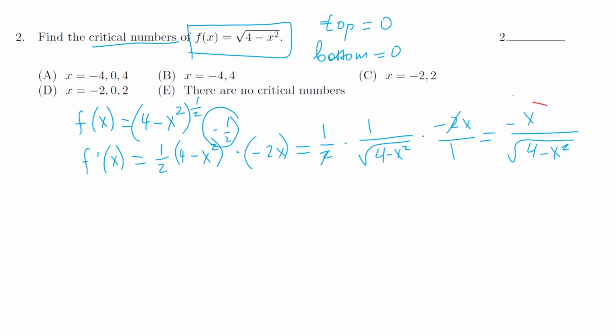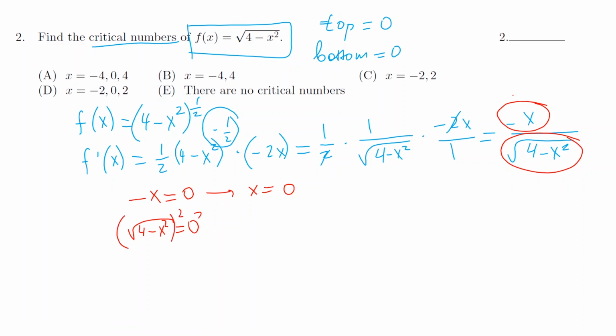Let's do the top and let's do the bottom. So the top, negative x equals 0, and then the bottom, square root of 4 minus x squared equals 0. When negative x equals 0, it means that x is equal to 0. Boom, very simple. Now, when the square root of 4 minus x squared equals 0, what we can do is square both sides of this equation. So we get 4 minus x squared equals 0.